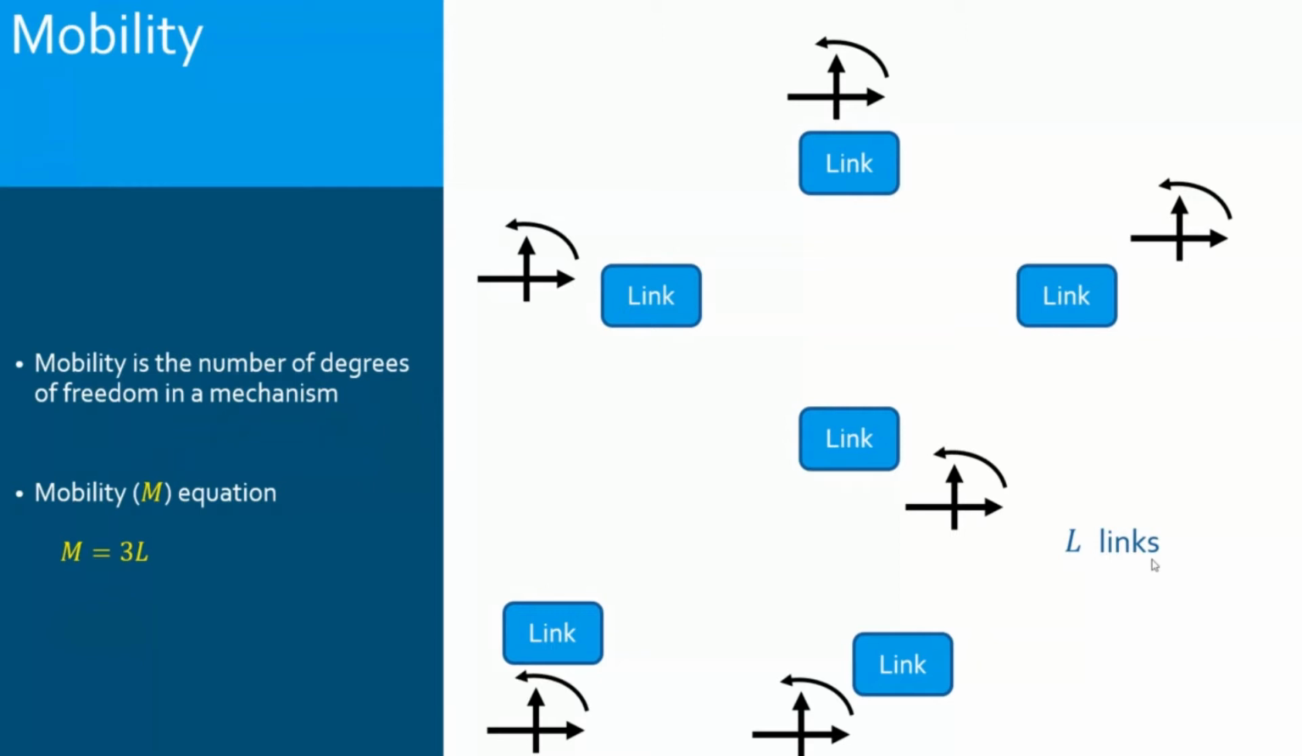One link has 3 degrees of freedom. L links together have 3 times L. So I have in all available in the mechanism 3 times L degrees of freedom. So this is okay, like in your account, you'll use only this one. You cannot take more. Then you will see we are going to take from this one. We are going to consume these degrees of freedom.